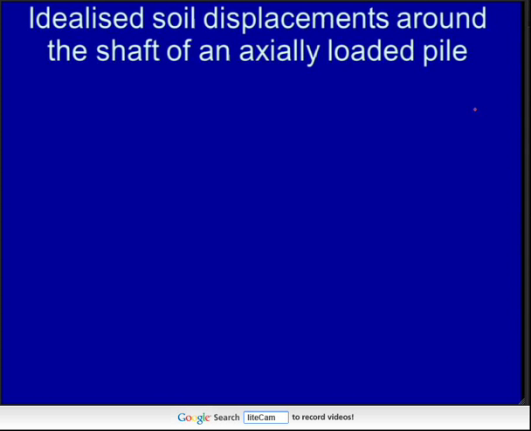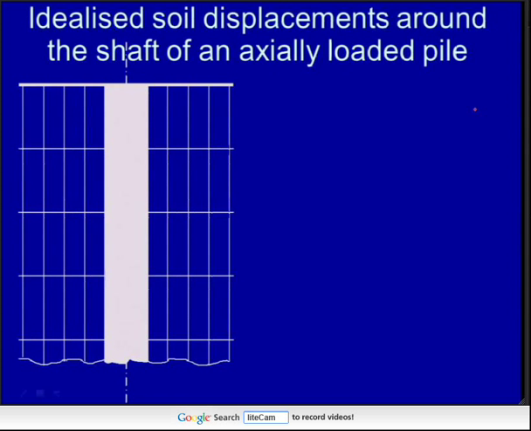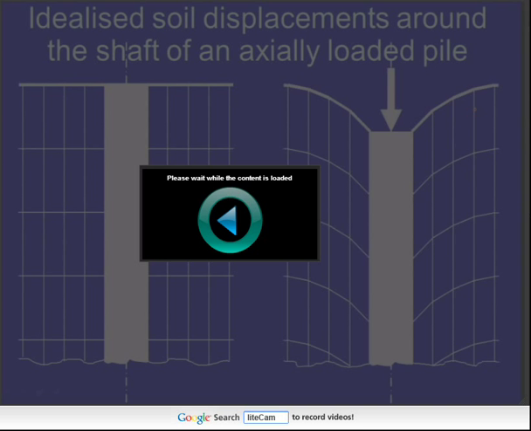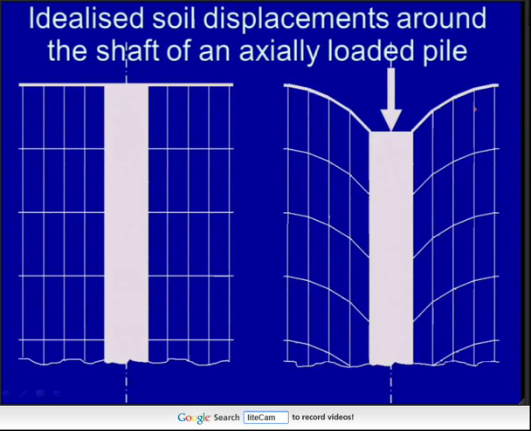And what I have here is, I'm trying to look at the shaft of a pile. So here's a pile, and in my mind's eye, I put a cross-section through the pile and the soil, and I've drawn little lines, a grid, onto the soil. So it's very much a schematic picture to illustrate what's going on. When we apply load to a pile, what tends to happen is, obviously, the pile displaces downwards, and it causes the soil around the pile also to deform downwards.